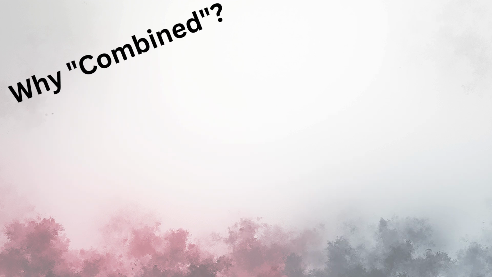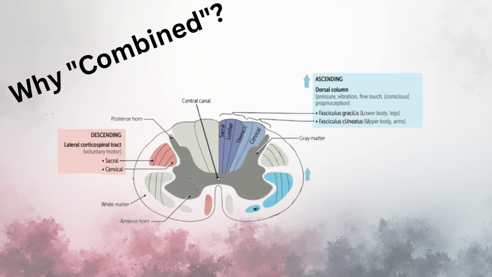Why does this demyelination cause a combined picture? Because it targets two specific neighborhoods in the spinal cord. First, the posterior or dorsal columns. These carry vibration and proprioception up to the brain. This is why the first sign on physical exam is loss of vibration sense in the toes.